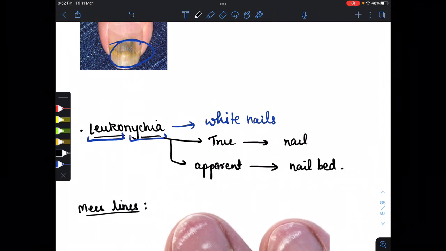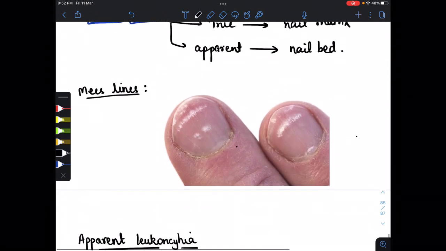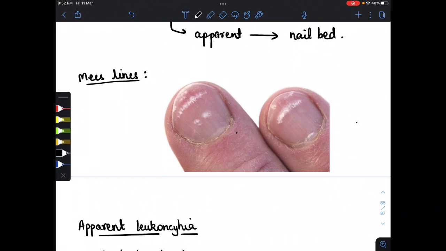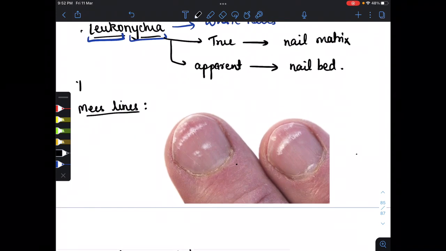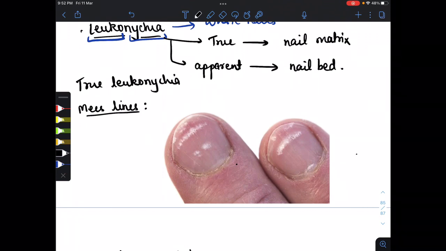While in the true one there is a defect in the nail matrix, means the nail matrix is defective. In true leukonychia we can see Mees' lines. So Mees' lines are seen in true leukonychia, which means a defective nail matrix. True means defect in the nail matrix, and apparent means defect in the nail bed.